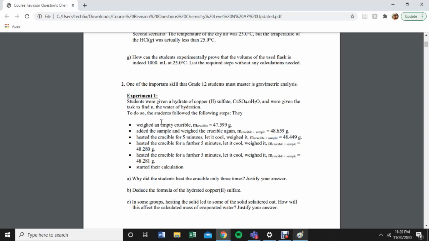Okay? For part A, they're asking, why did the students heat the crucible only 3 times? It's because the mass after the second heating was this, and the mass after the third heating was this. The difference is very minimal, so they didn't have to heat again because they would get the same answer. Okay? For part B, deduce the formula of the hydrated copper sulfate.